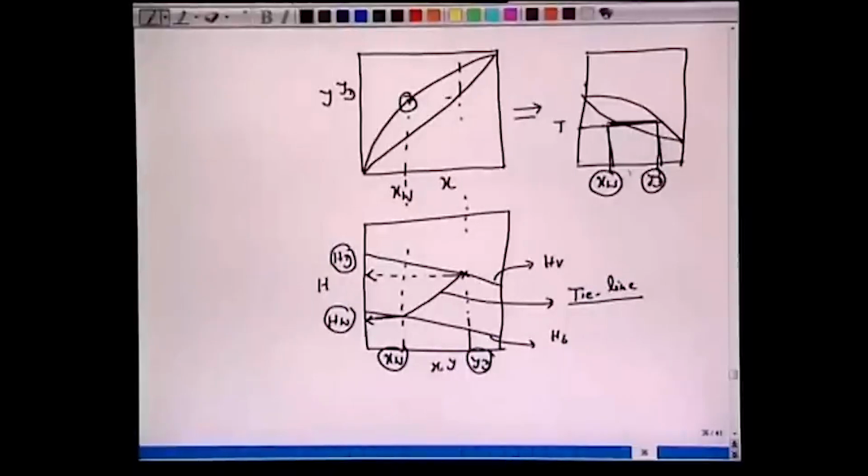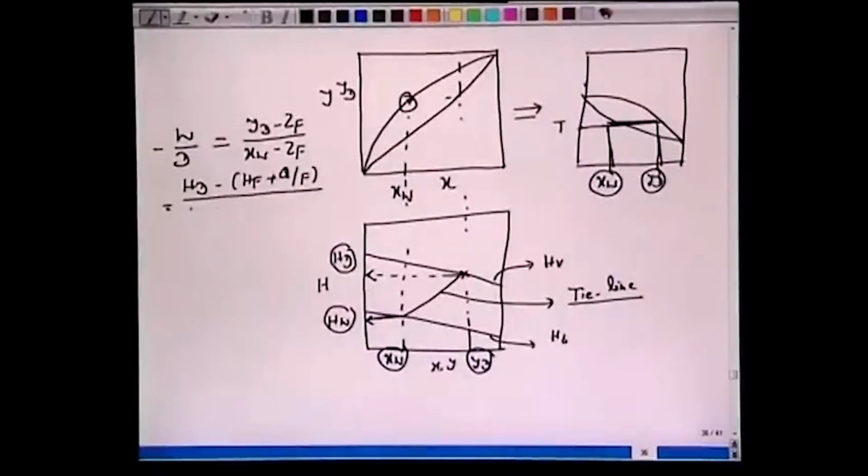Okay, where is the feed? Here and here. Well, when we make this mixing rule here for the enthalpy and for the species balance, we said that we have a slope from the coordinate geometry, minus W by D, amounts of liquid and the vapor leaving two streams, can be shown to be equivalent to (yd minus zF) over (xw minus zF), and this can also be shown to be equal to (HD minus HF plus Q by F) over (HW minus HF plus Q by F).